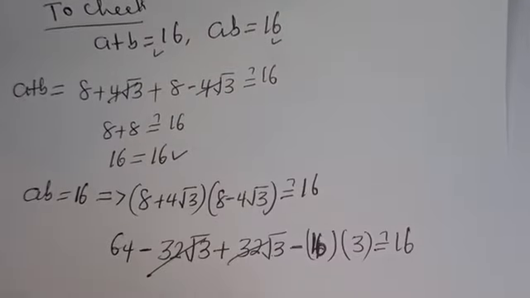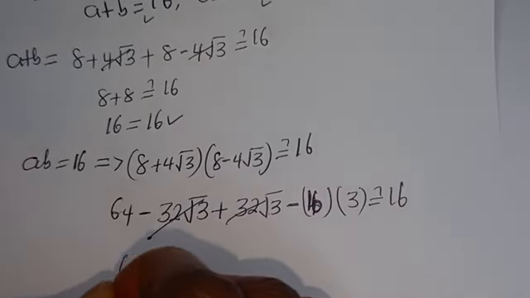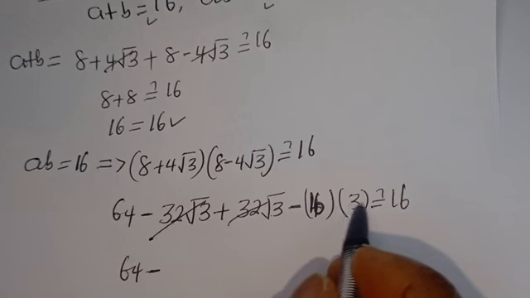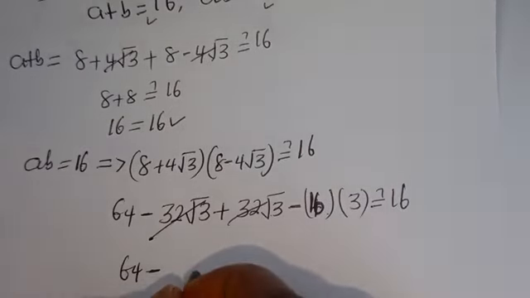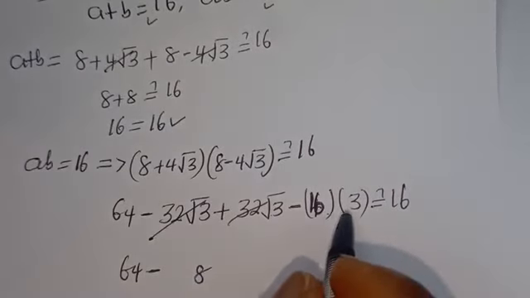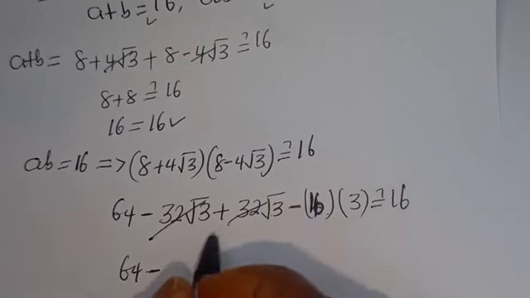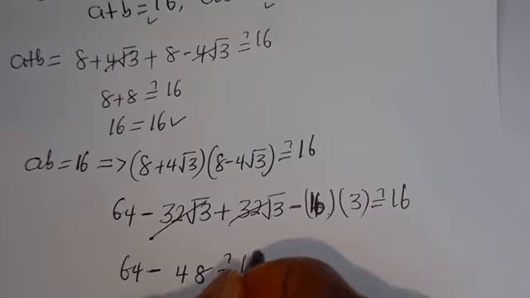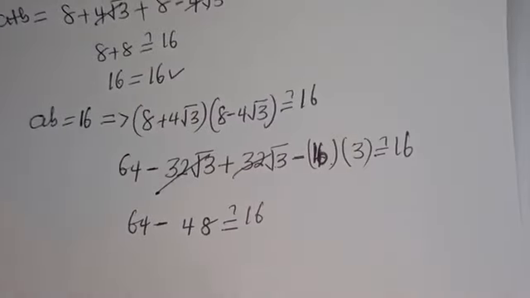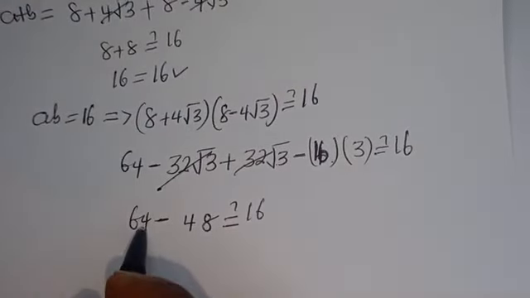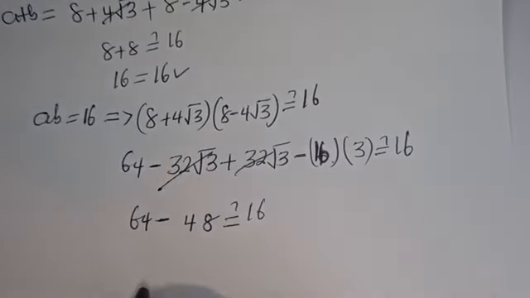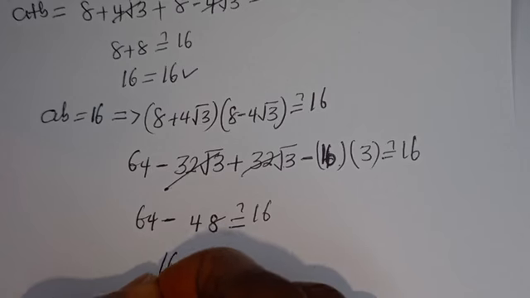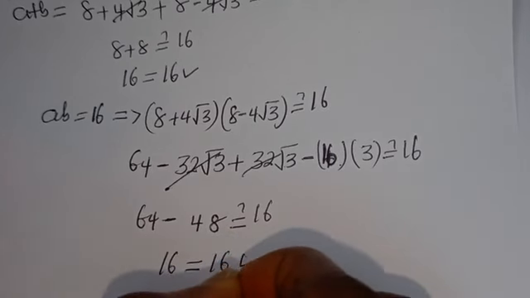This will cancel this. We have 64 minus 16 times 3. We have 3 times 6, that is 18, 8 remain 1. 3 times 1, 3 plus 1, that is 4. 48 must be equal to 16. Then 64 minus 48. So here is 16 is equal to 16, which is true.